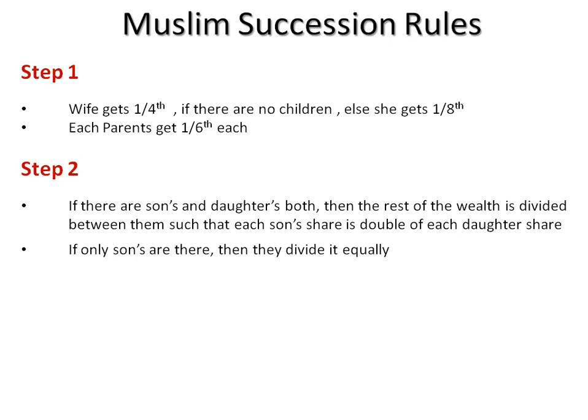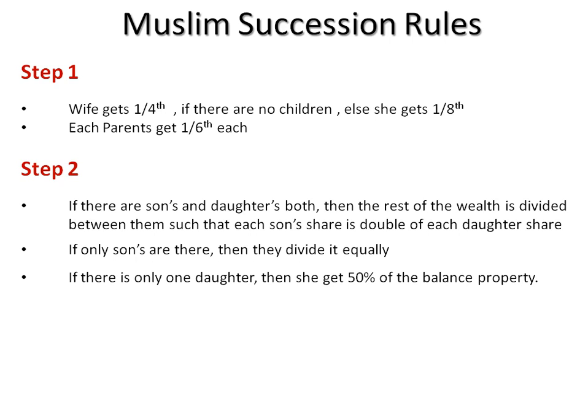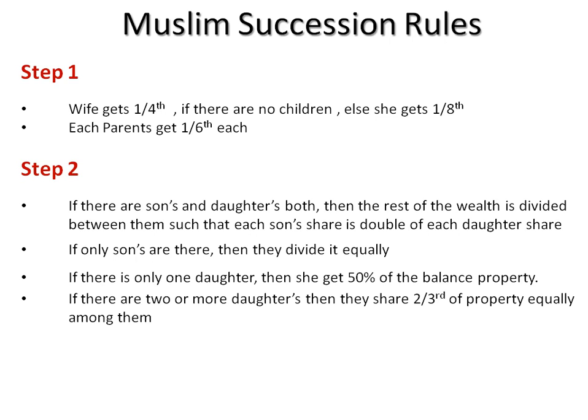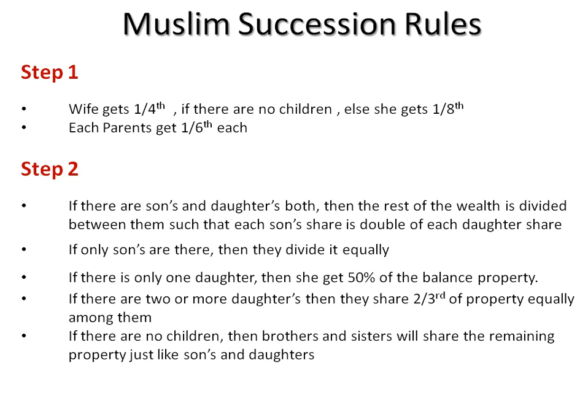Now if there are only sons, let's say there are no daughters. If there are only sons, then the rest of the wealth is divided equally. If there is only one daughter, then she gets 50% of the balance property. And if there are 2 or more daughters, in that case, they will share 2/3 of the property equally among them. And in case there are no children, then brothers and sisters will come into picture and they will share the remaining property just like son and daughter. So if there are 2 brothers and 1 sister and there is no children, in that case, all the brothers will get double the share of all the sisters.